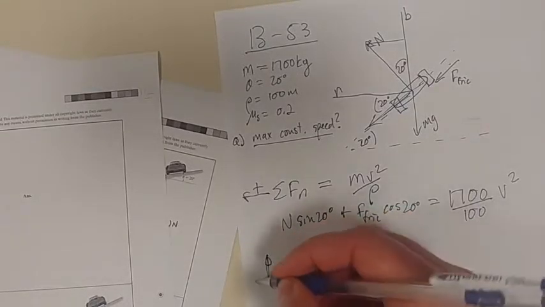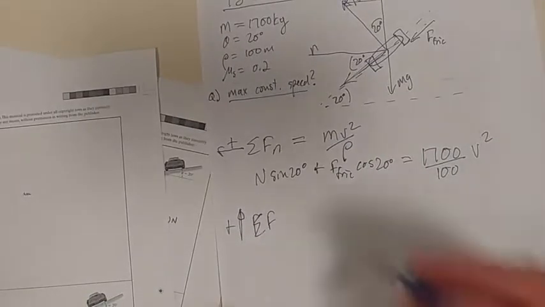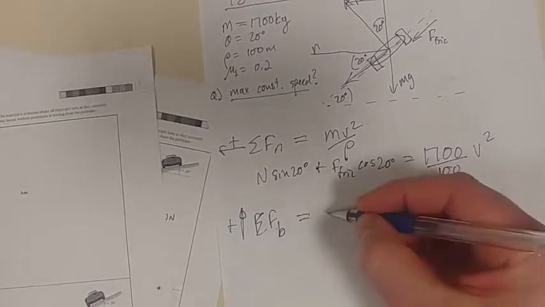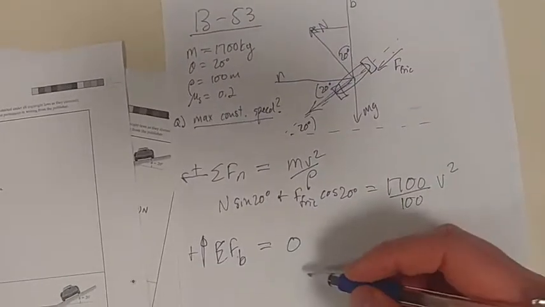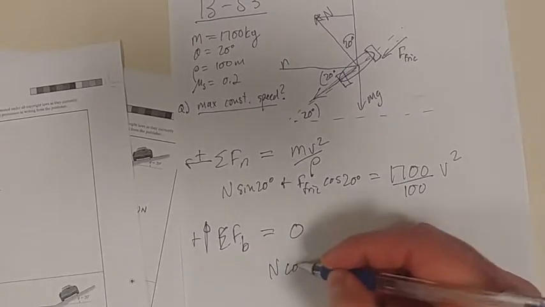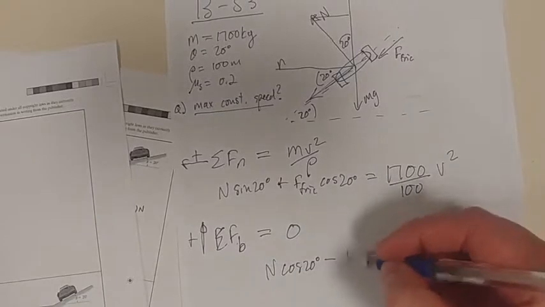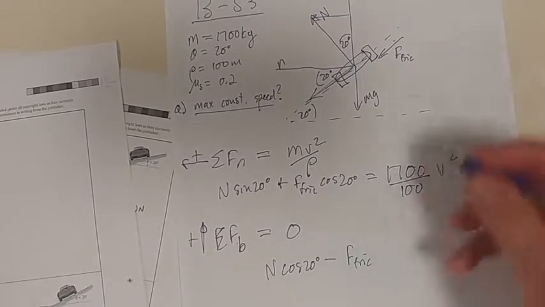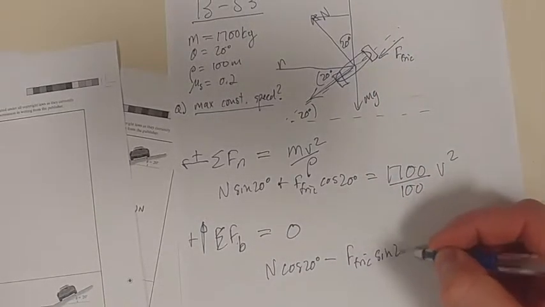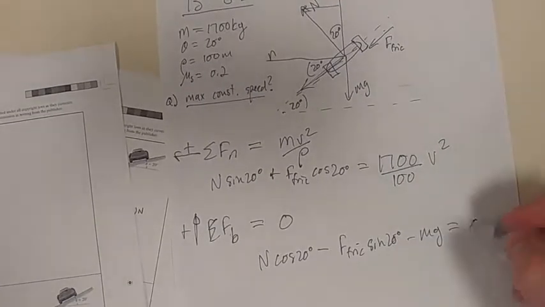Then we take the sum of the forces in the binormal direction, which equals 0. What are the forces? It will be N cos 20, taking up as positive, minus F friction sine 20, minus mg, equals 0.